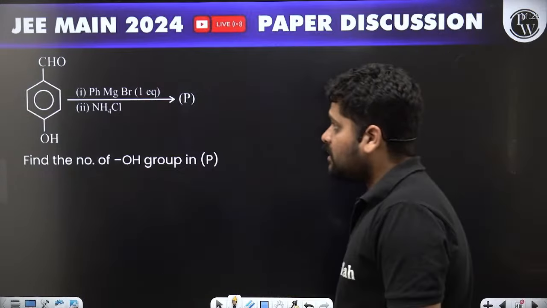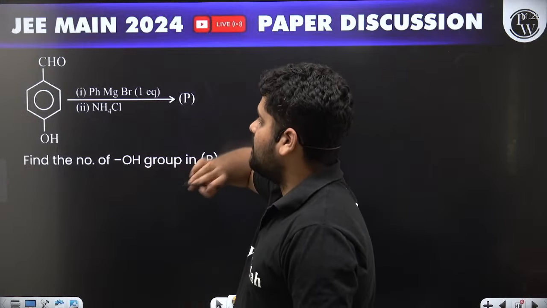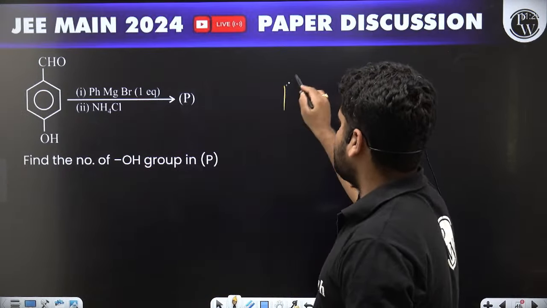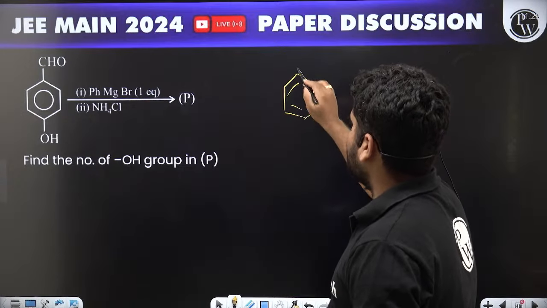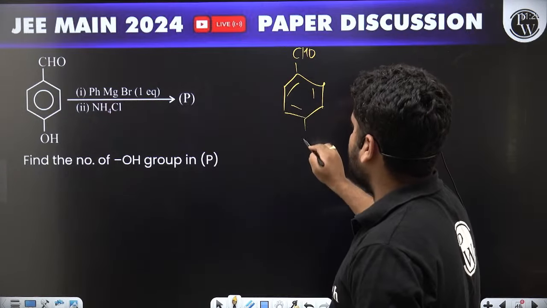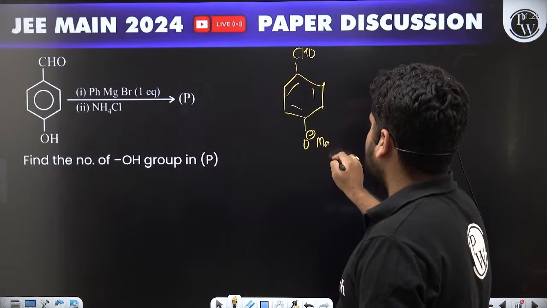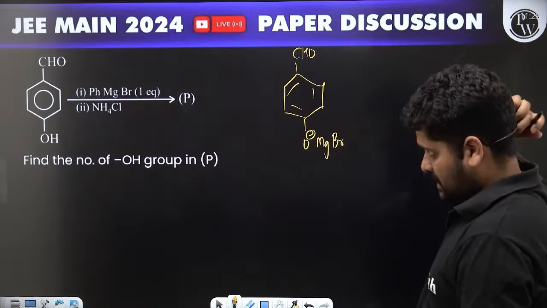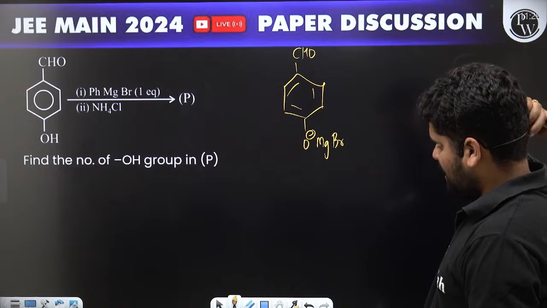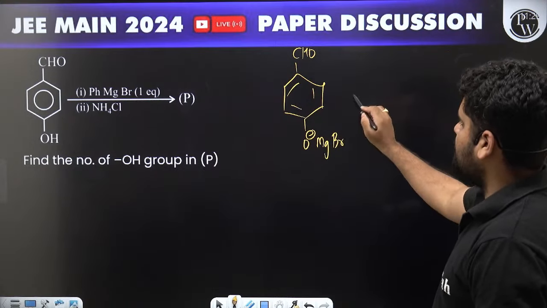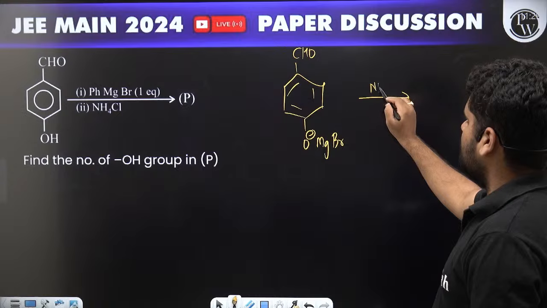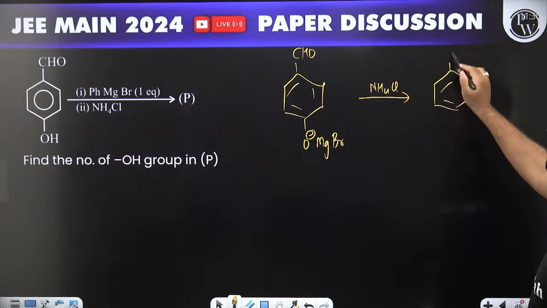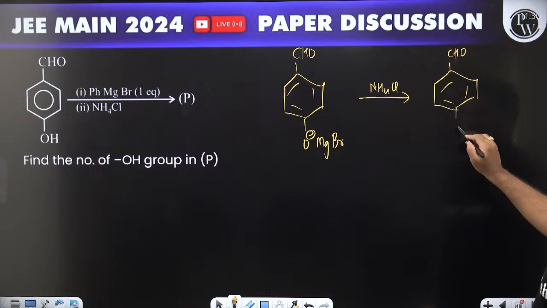See, we have PhMgBr. Now, the acidic hydrogen gets replaced. When you are adding a Grignard reagent, the CHO part remains as it is, and we are going to put O minus and MgBr initially, and this Ph part goes with the benzene ring anyways, so that is not required. Now, on this we have added NH4Cl, isn't it? When we add NH4Cl, we are getting the same product again. We will be getting benzaldehyde over here and we'll be getting phenol.